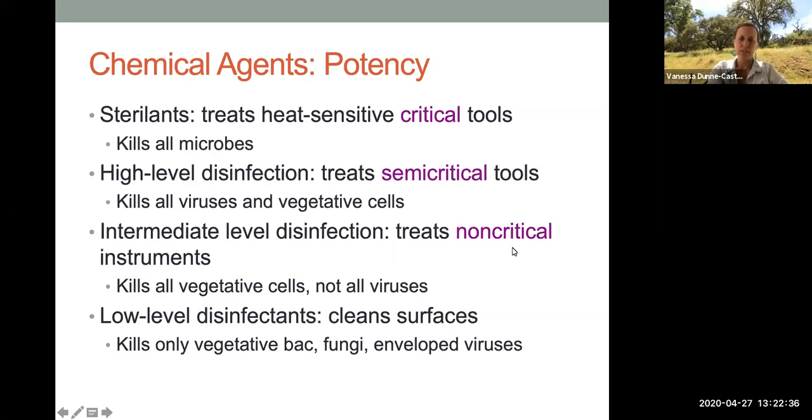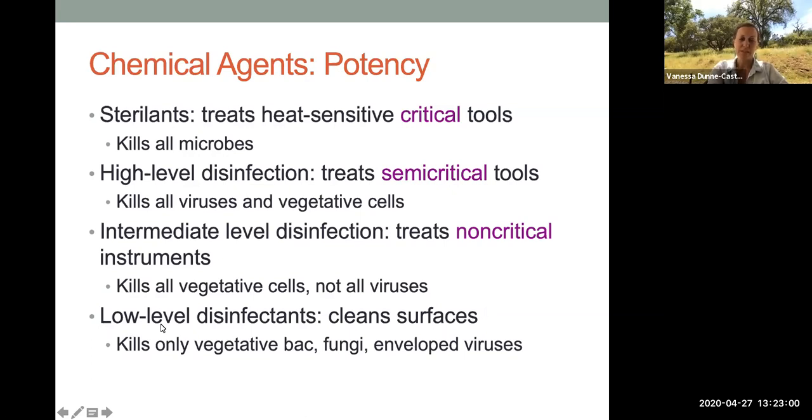Intermediate level disinfection would be used to treat non-critical instruments like the stethoscope that we mentioned. So this kills all vegetative cells, but not necessarily all viruses. And again, if you're just dealing with unbroken skin, you're going to be okay. You don't want to contaminate the skin with bacteria. Viruses, very few of them actually do anything when they sit on the surface of the skin, so you don't have to worry about that as much.